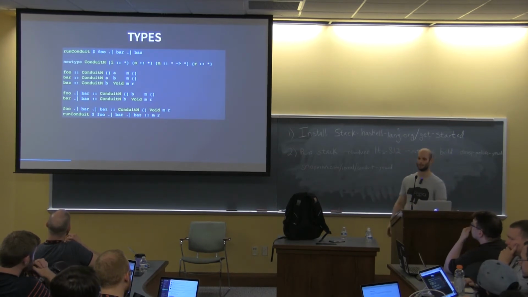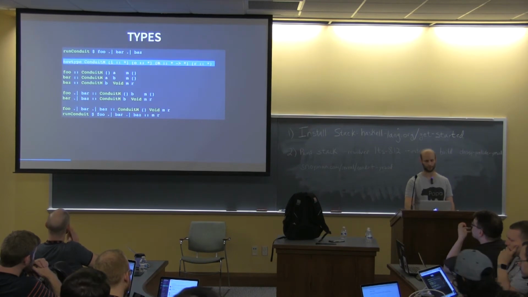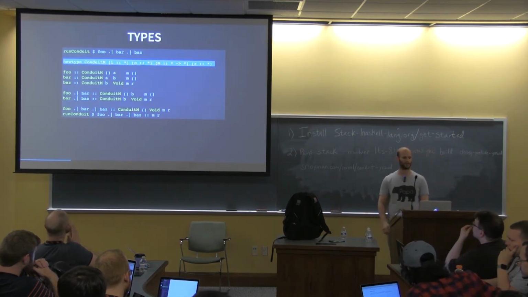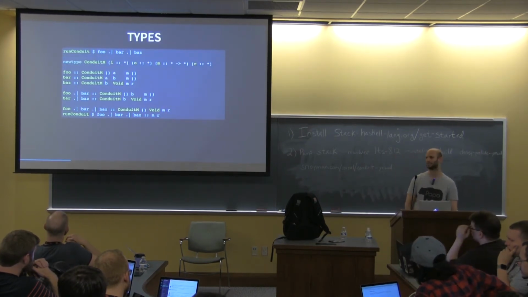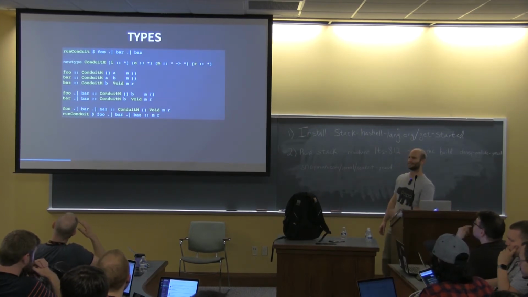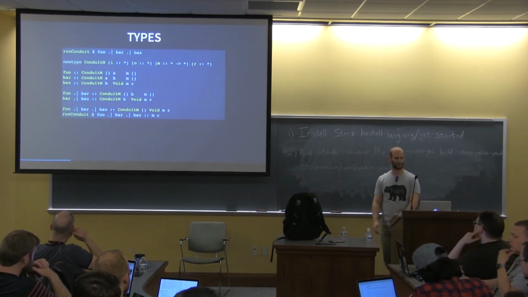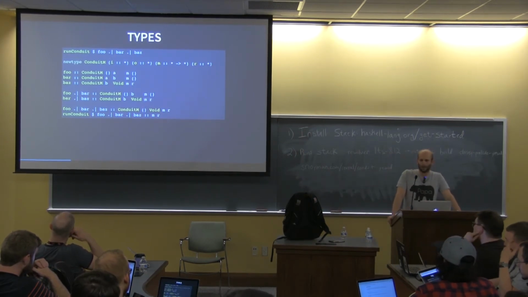These are the types of conduit. The main type is called conduit M. Again, historical accidents. The main type is called conduit M, and it takes 4 type parameters. This is probably the thing that people hate the most about this library, is that it's got so many type parameters. Believe it or not, this is many less than we had originally. So we've got 4 different types.